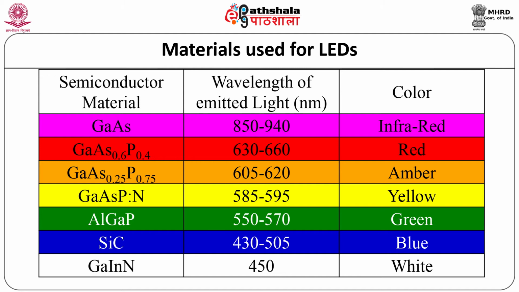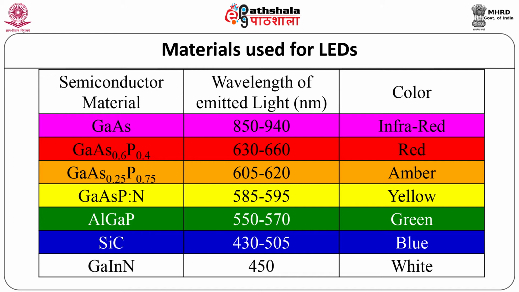It is seen that for infrared emission, gallium arsenide is used and the wavelength of emitted light is 850 to 940 nanometer. For red color, emitting wavelength 630 to 660 nanometer, the semiconductor materials used are gallium, arsenic 0.6 and phosphorus 0.4. For amber, the contribution of arsenic and phosphorus is changed. Here we have semiconductor materials as gallium, arsenic 0.25, phosphorus 0.75 and the emitted wavelength is in the range of 605 to 620 nanometer.